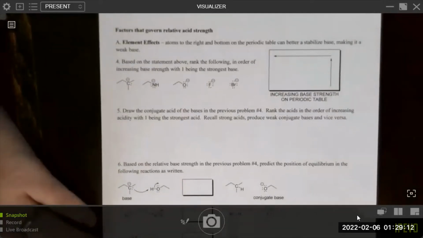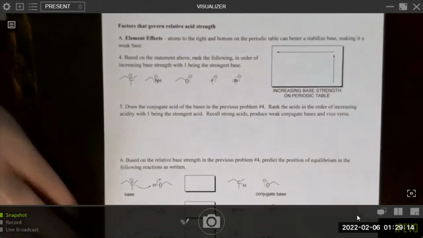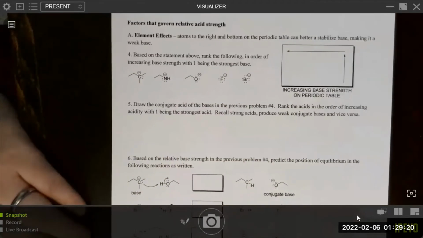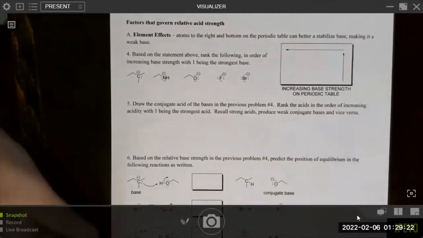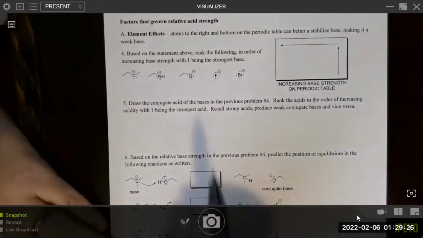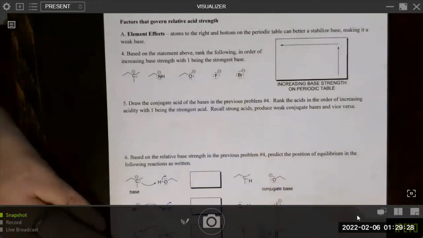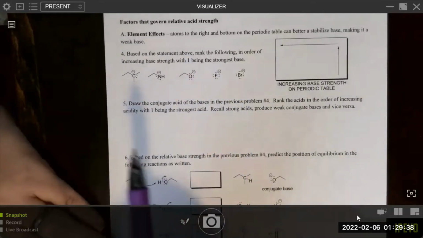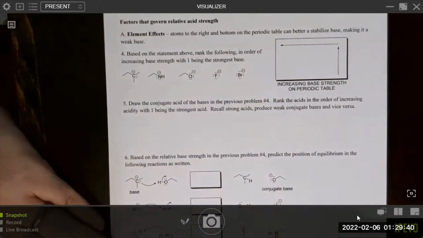Okay, so let's look at this. Base statement above, number 4 says, rank the following in order of increasing base strength, with 1 being the strongest base. So that sounds like it wants us to figure out what's going to be the strongest base, label that 1, and then move down to 5.